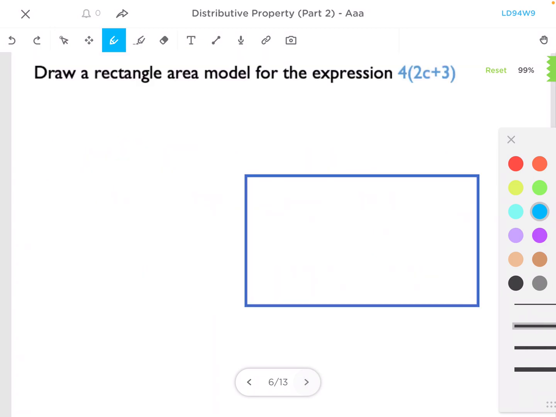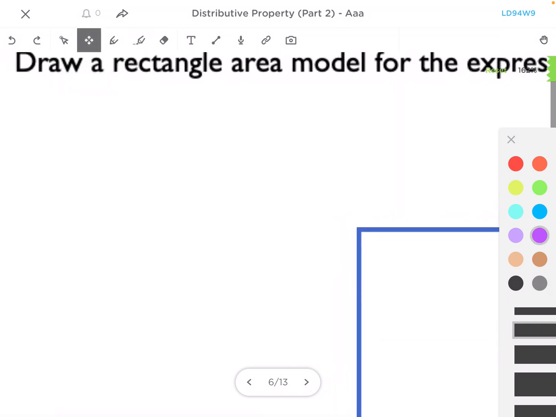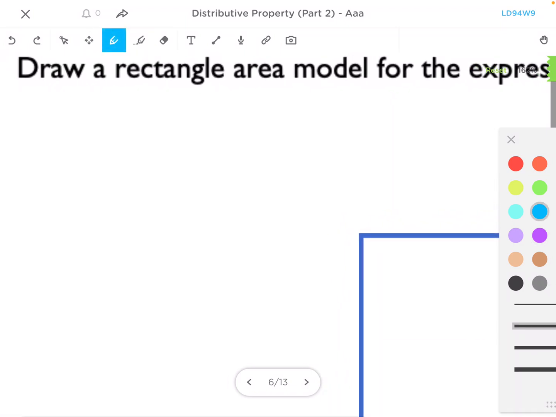All right, so here's our one example. The directions on the top say, draw a rectangle area model for the expression 4 parentheses 2c plus 3 parentheses. All right, I'm going to rewrite that. I'm going to write 4, and then parenthesis, and then inside was 2c plus 3. Here we go in green.